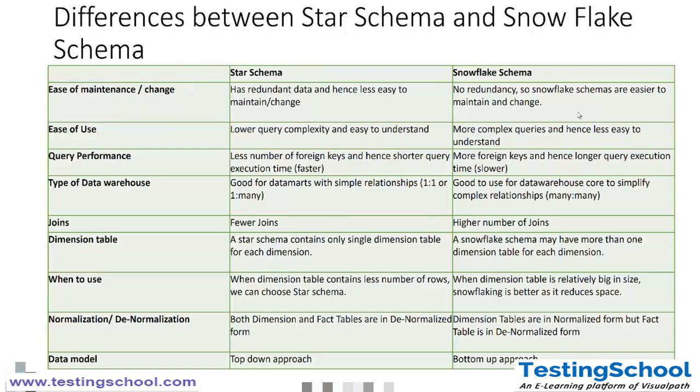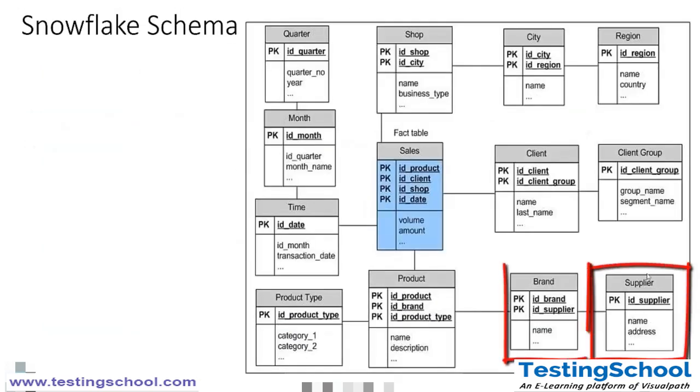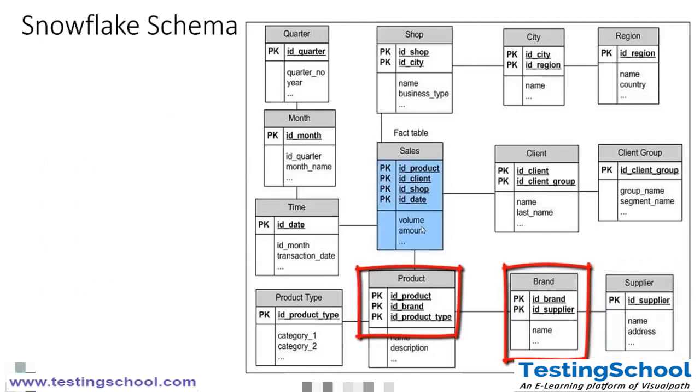Ease of use: lower query complexity and easy to understand because you have a smaller number of entities within the star schema, right? Snowflake schema has more complex queries and hence is less easy to understand because you have hierarchies to the dimensions. Now if you have to get the supplier detail, you have to connect it with brand and then connect it with product. If you have to get the value of it, obviously you need to link it to the fact table, right?